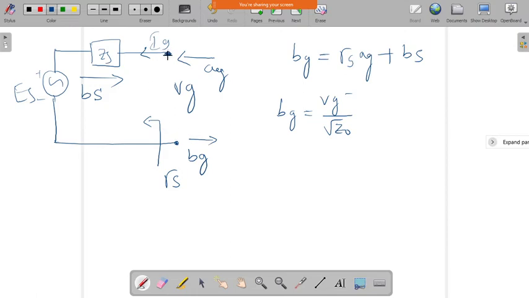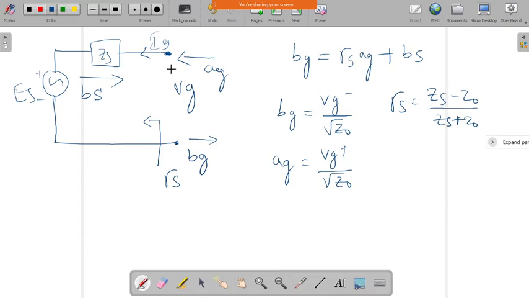At this point, let us say the characteristic impedance is Z0. That is what we can write for Bg, and similarly Ag we can write as the incident voltage, which is nothing but Vg plus divided by root Z0. And gamma s, the source side reflection coefficient, we can write as Zs minus Z0 divided by Zs plus Z0.